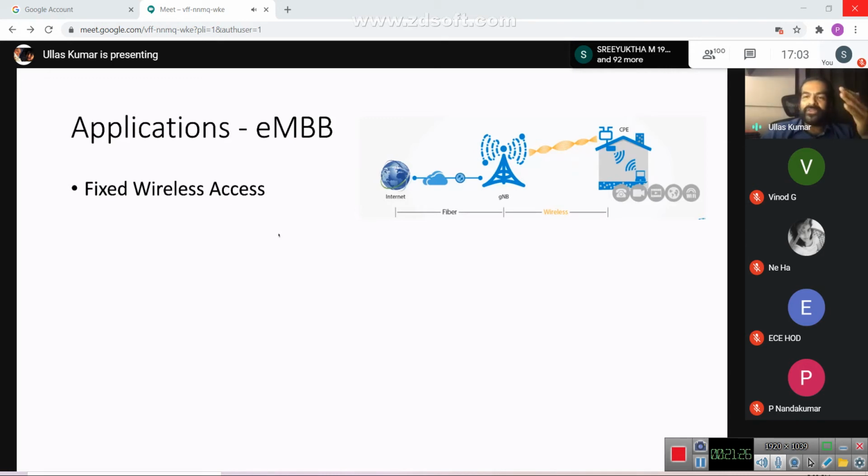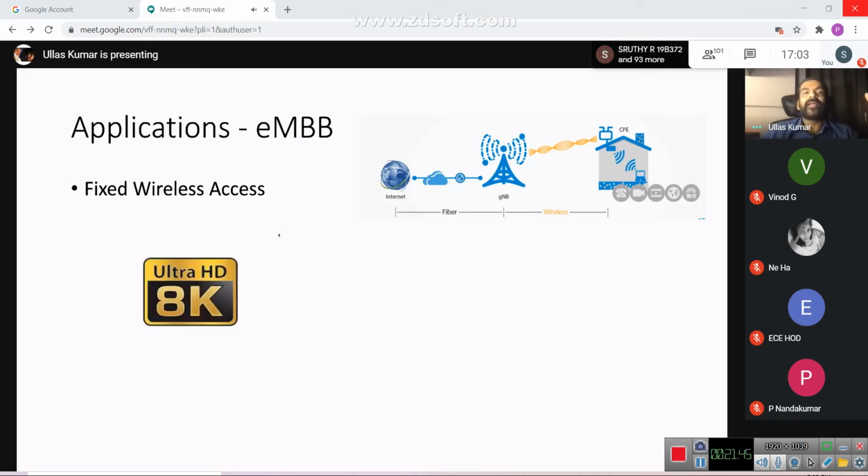And this is one of the first applications that we see with a number of 5G deployments in the US: fixed wireless access. The offices are moving to 5G connectivity and not using the fixed broadband lines because they don't need to have the physical connectivity. New offices can have wireless access.